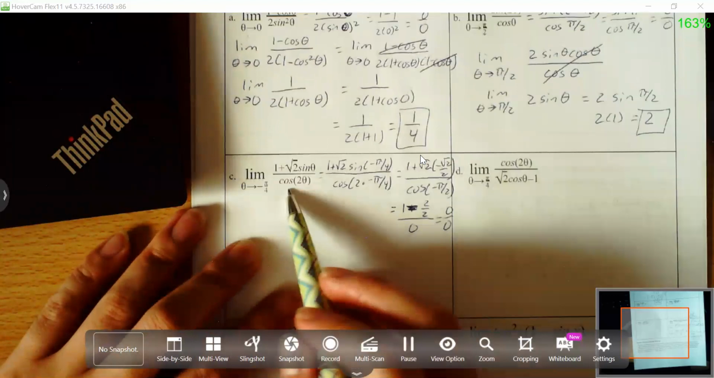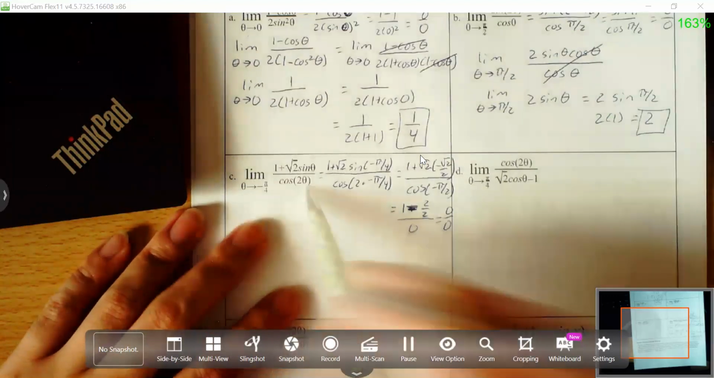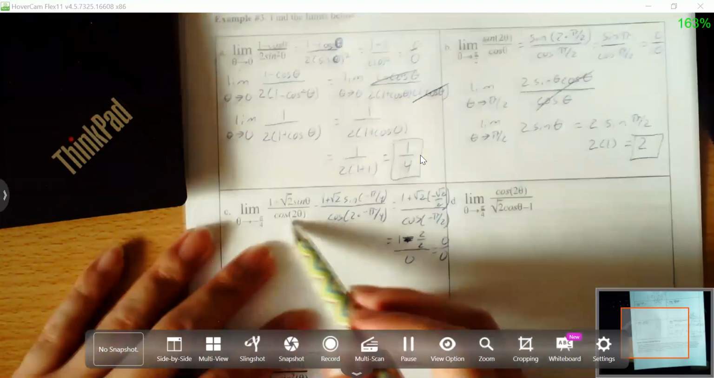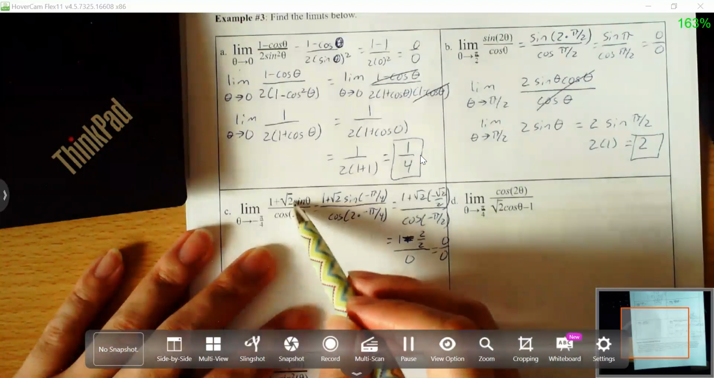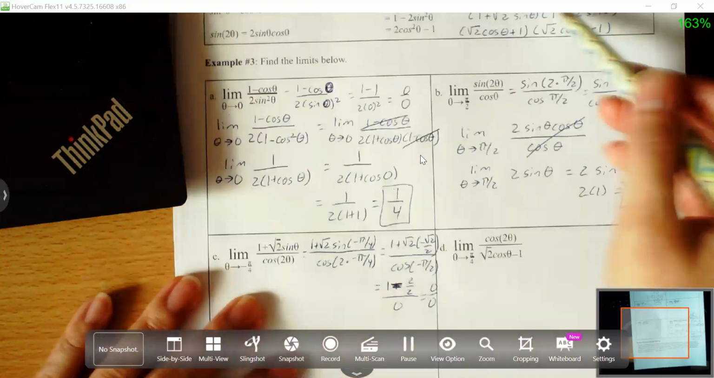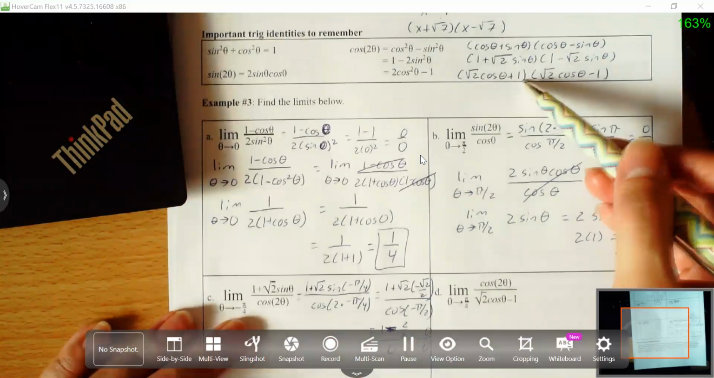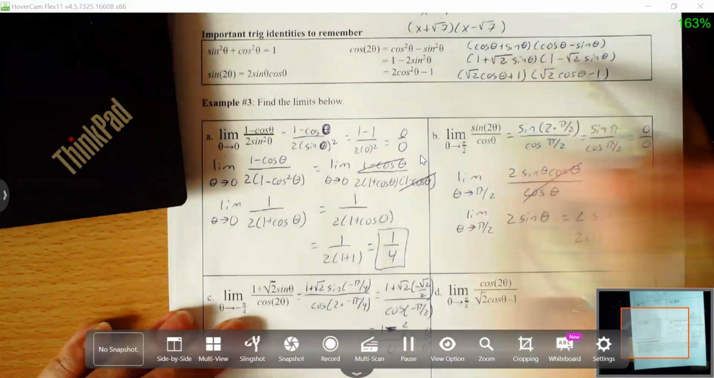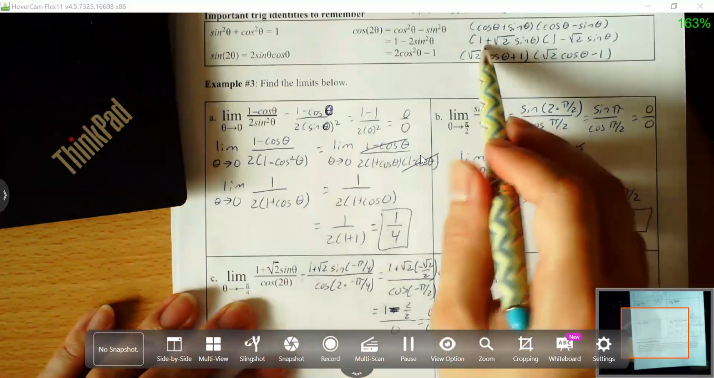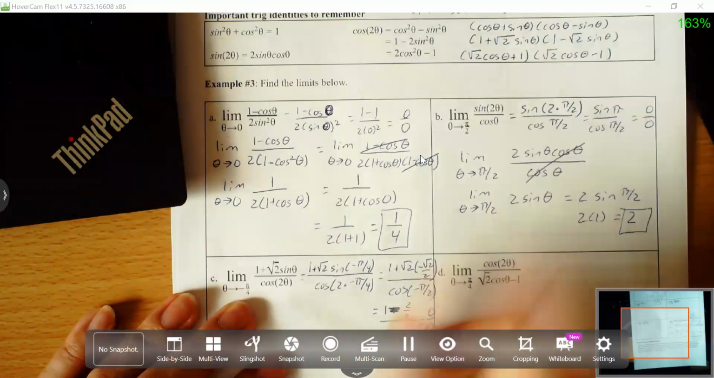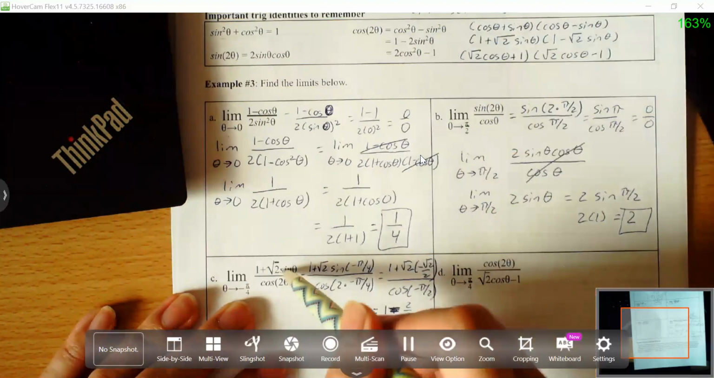So I see I have cosine 2 theta here. The idea is I probably want to cancel with something on the top. So which one of these can I use to cancel with that? Well, it's kind of obvious. I want to use this because it will cancel with that.